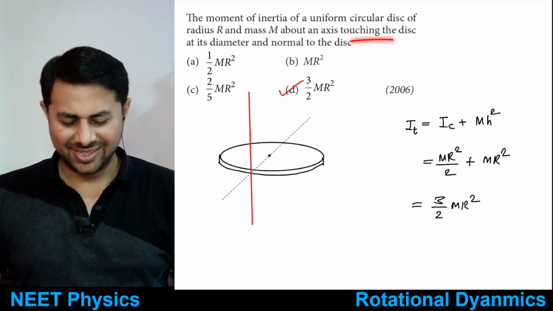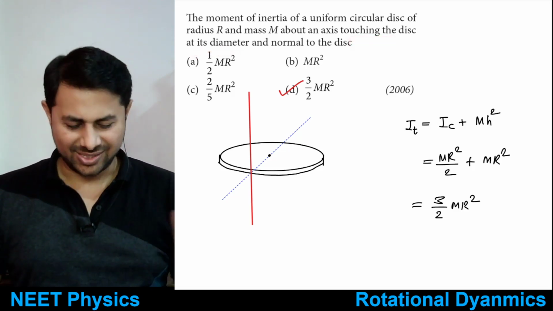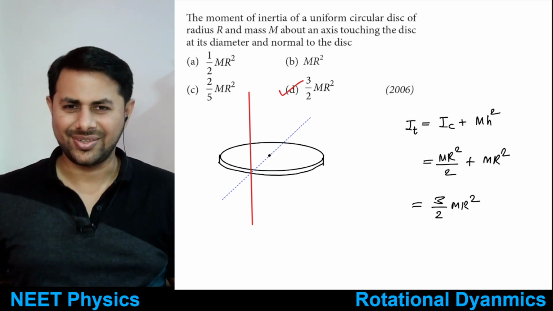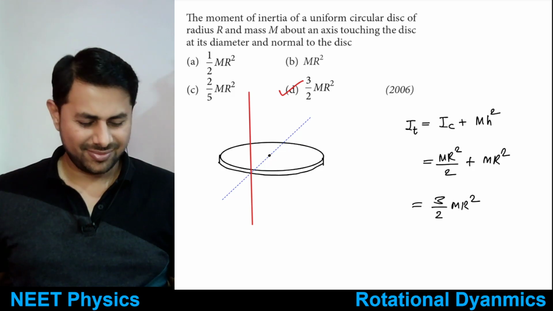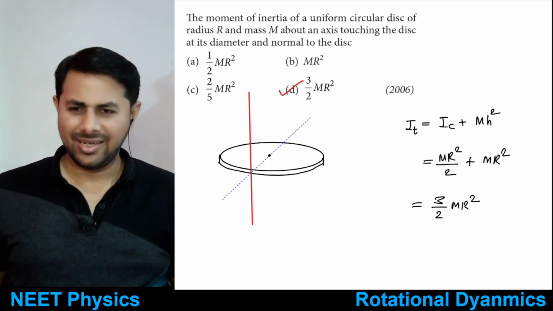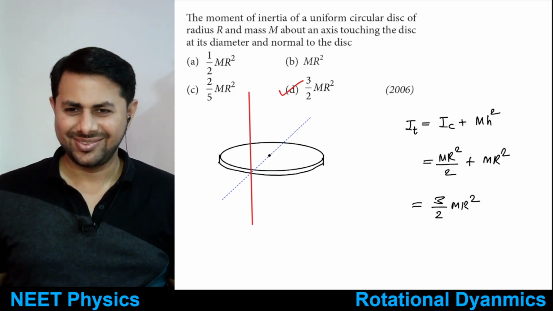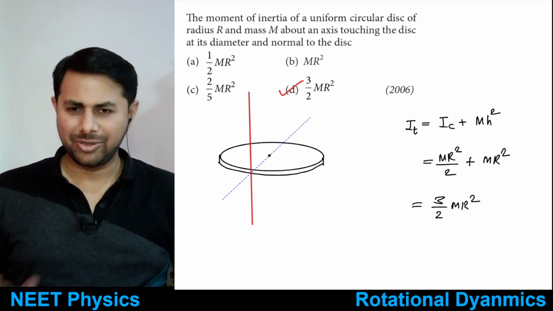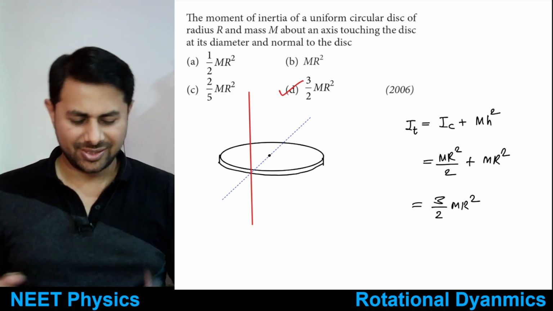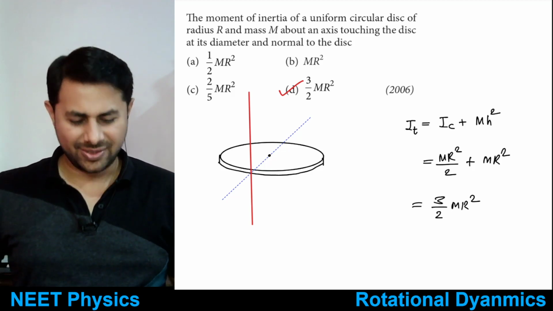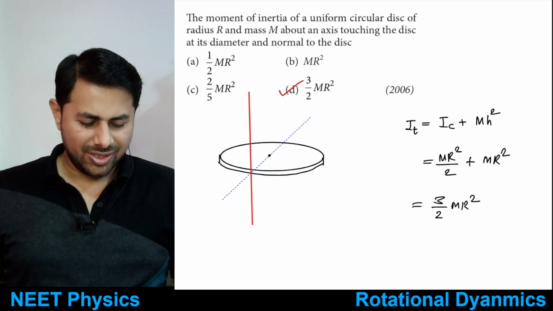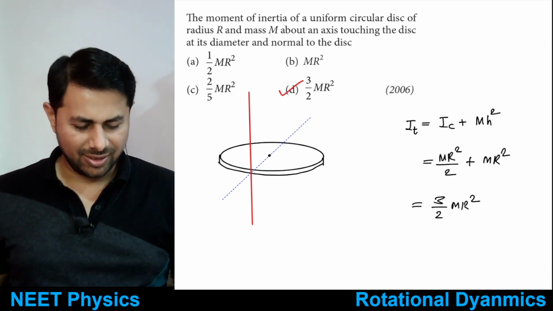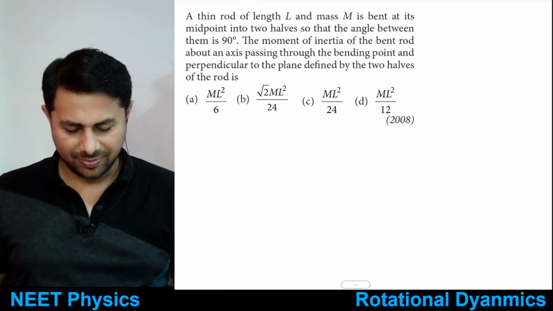Touching the disk at its diameter and normal to the disk. I think it is this axis only. Any other opinion? All right, so they could just say it's tangential axis perpendicular to plane of disk. Okay, that is how you should say. Anyways, let's see the next one.